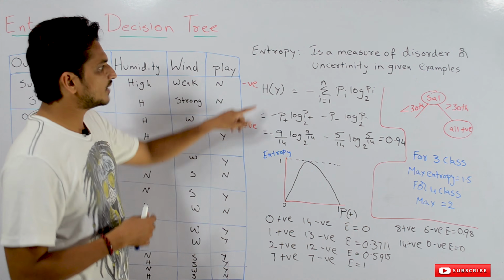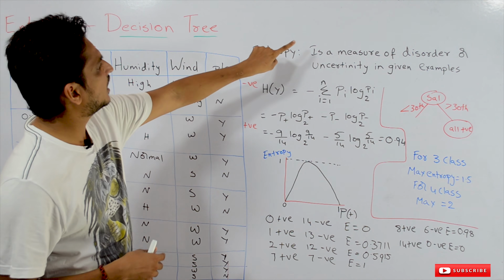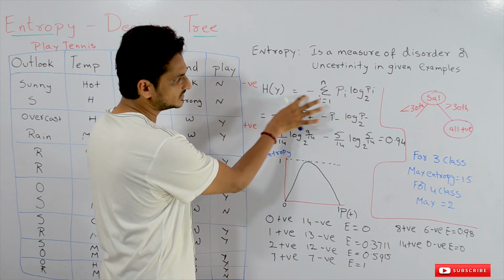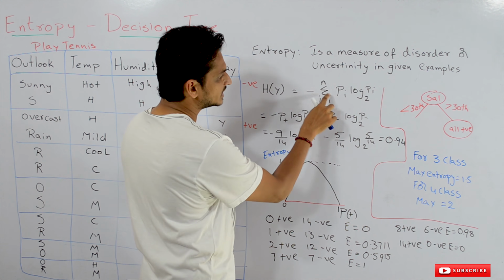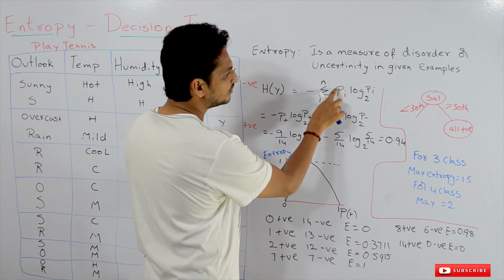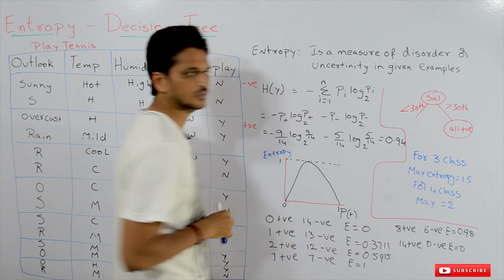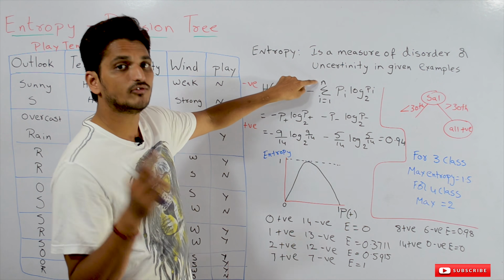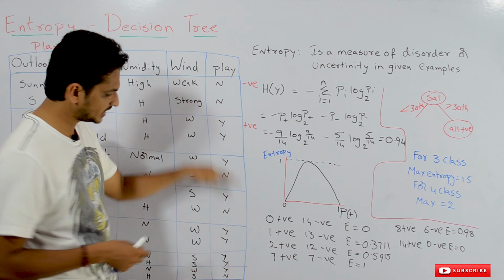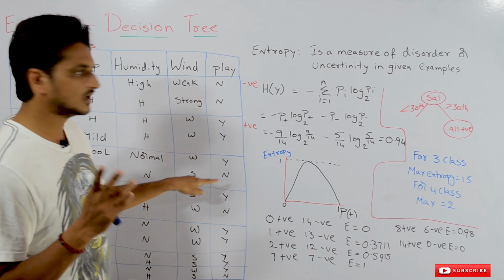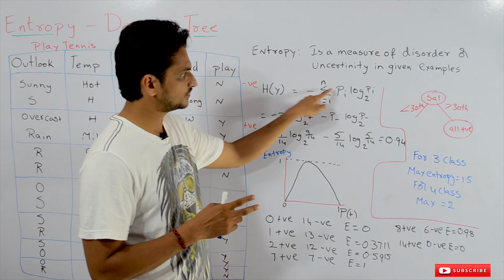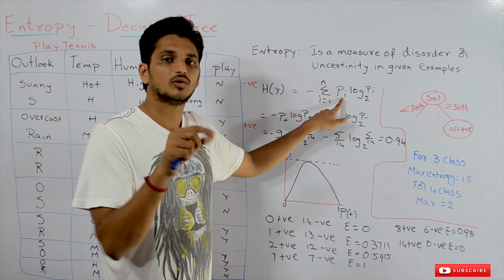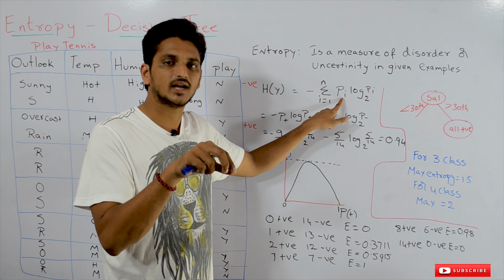First, coming to the entropy equation: H of y is equal to minus sigma i equals 1 to n of p i log p i base 2. Here i equals 1 to n means the number of classes. How many classes do we have? Two classes. So n is the number of classes, and p i means the probability of class i: probability of the first class, probability of the second class.